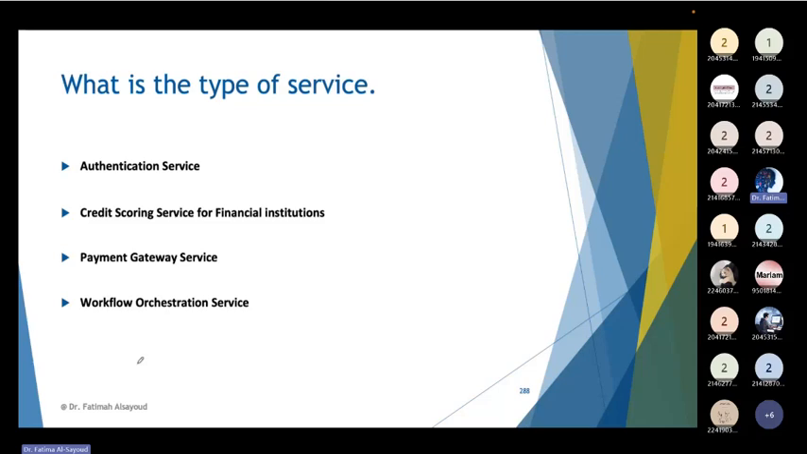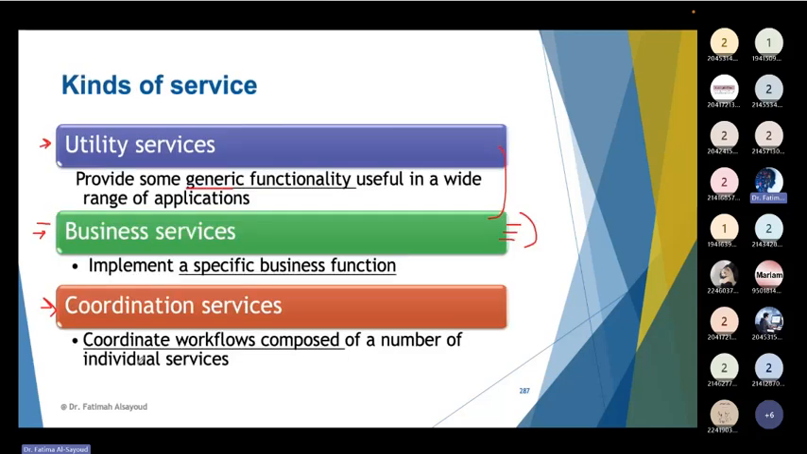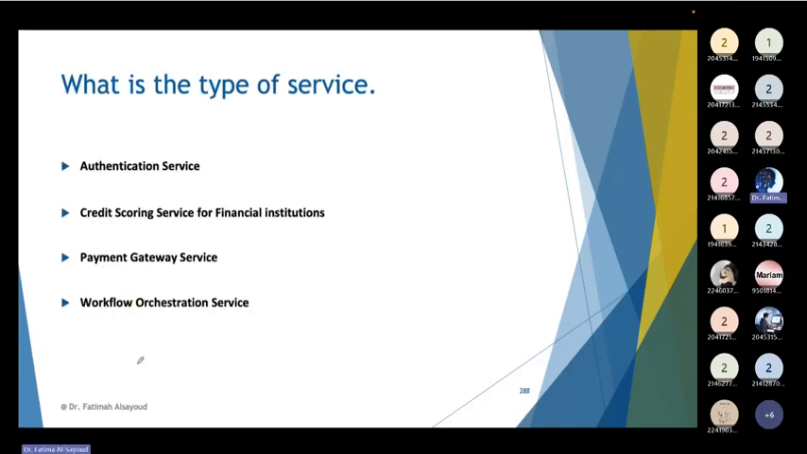So what I need from you now, the points here, you need to be able to distinguish. If we give you an example of a service, you need to be able to distinguish which type it is under, and you should be able to give an example of each of those services based on a specific scenario. Okay, what is the type of the service in these explanations here.